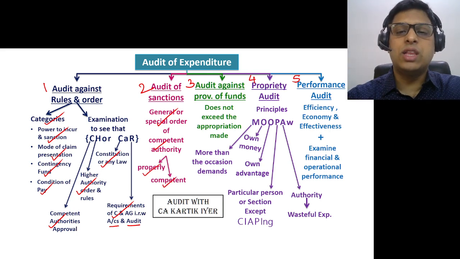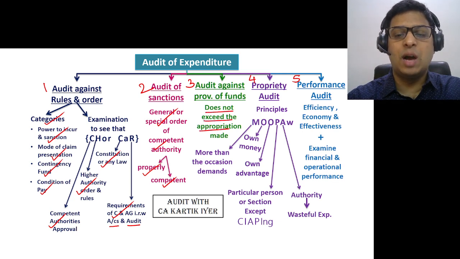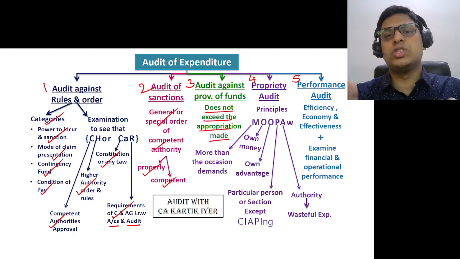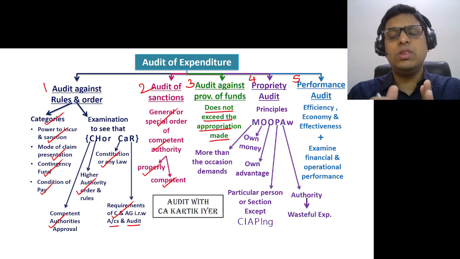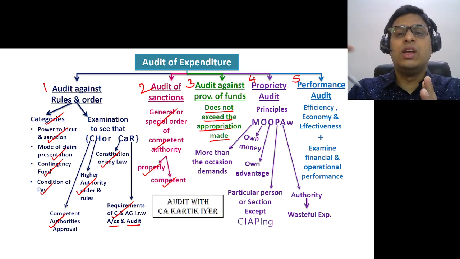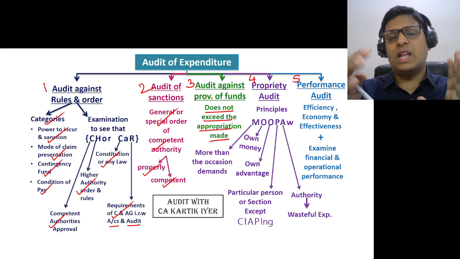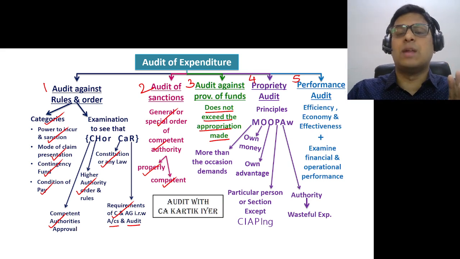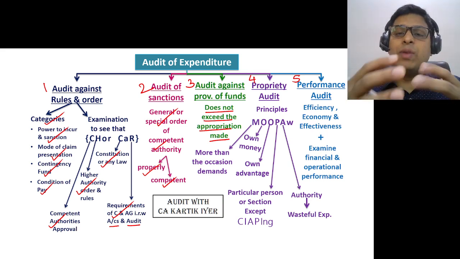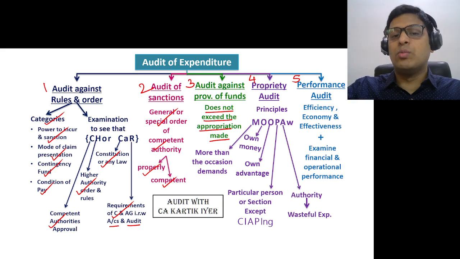Okay. Then audit against provision of funds. They have written here it should not exceed the appropriation made. So whatever provision you have made and whatever money you have transferred, the provision should always be more and the transfer of money can be lesser than that, but never should it happen that you have kept less provision but the requirement was more. That should not be the case.